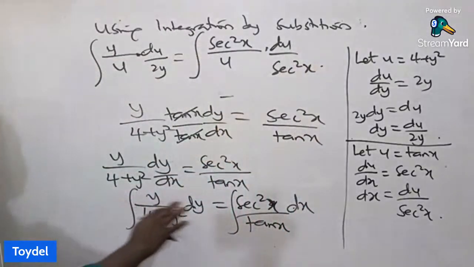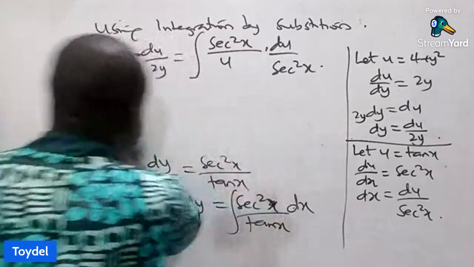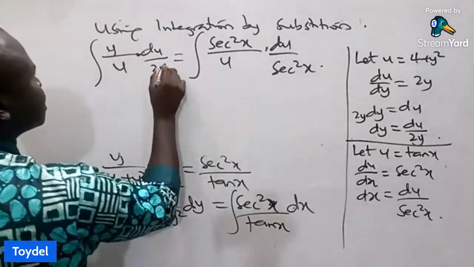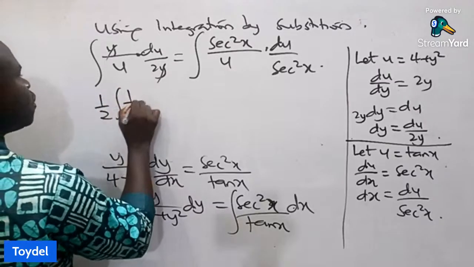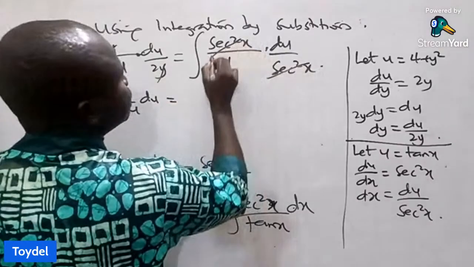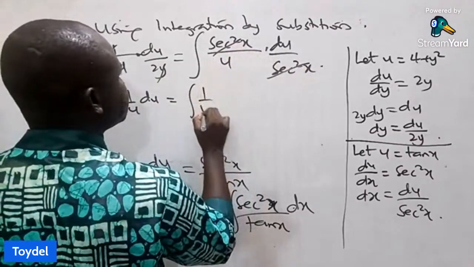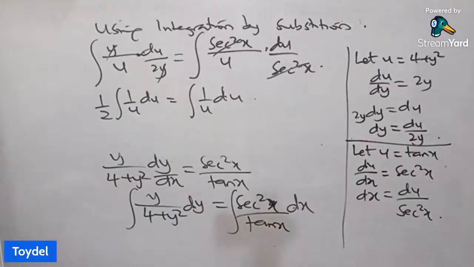So for us to be able to integrate these two, we're going to apply integration by substitution. That's what we have applied there. There will be some cancellation. This will take care of this. So at the end of the day, I'm going to have half integral 1 all over u du at the left hand side, and integral 1 all over u du at the right hand side.